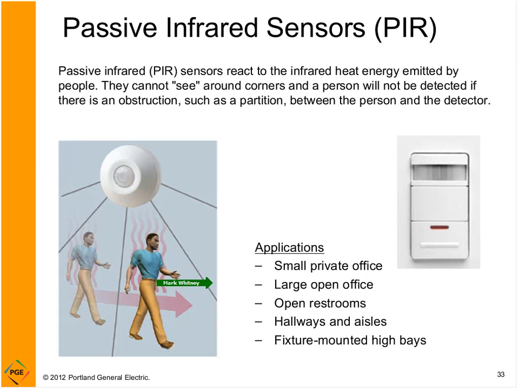And here are some of the applications that you can use. Small private offices, again with no obstructions, open offices, open restrooms without stalls, hallways and aisles, and your fixture-mounted high bays are going to use infrared.